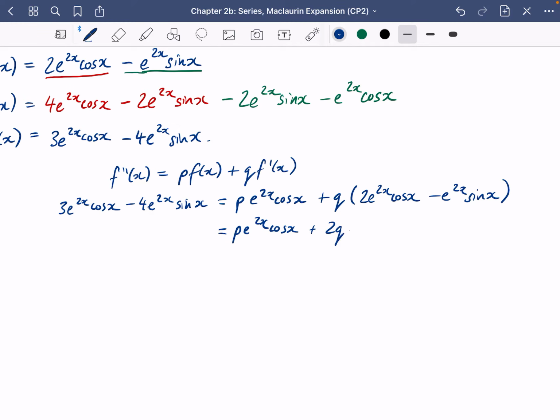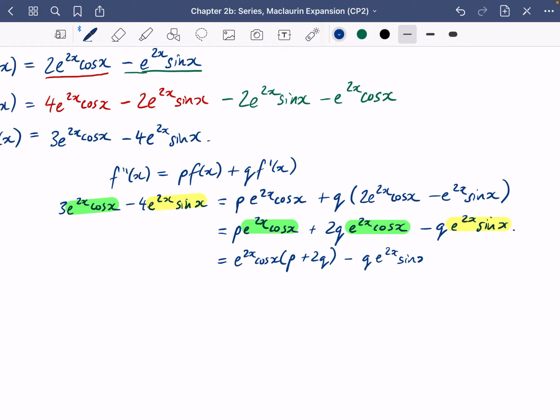So I have 2q e to the 2x cos x minus q e to the 2x sine x. So it distinctly looks like I've got some bits that are to do with e to the 2x sine x, and it also looks like I've got some bits that are to do with e to the 2x cos x, like I've got here. So I can either compare coefficients, but you might find it helpful to factorize as well. So if I factorize this e to the 2x cos x, I would have p plus 2q, and then I've got minus q e to the 2x sine x.